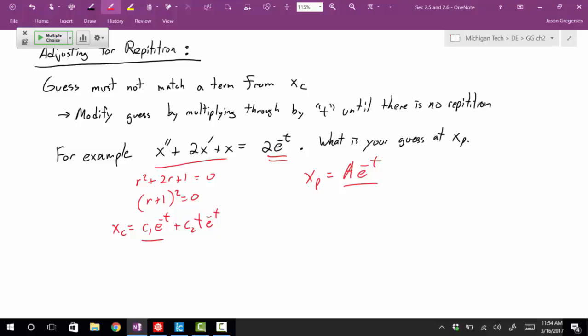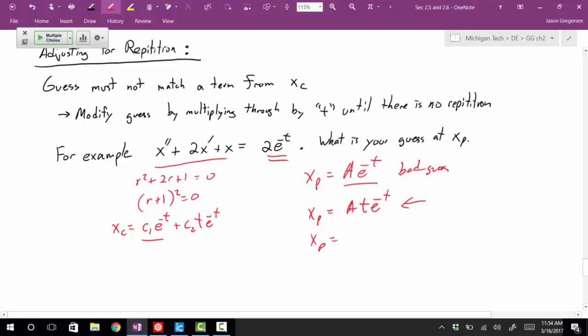Okay? So the adjustment I have to make, I say, uh-oh, bad guess. New guess. Multiply that thing by t. When you have a bad guess, multiply it by t. We can do reduction of order to show why this might work, but it's a long process. Multiply it by t. But then check again. Is this thing in my complementary solution? It is. Okay. Guess again. At squared e to the -t. Is that thing in my complementary solution? No. That means this will be my official guess.